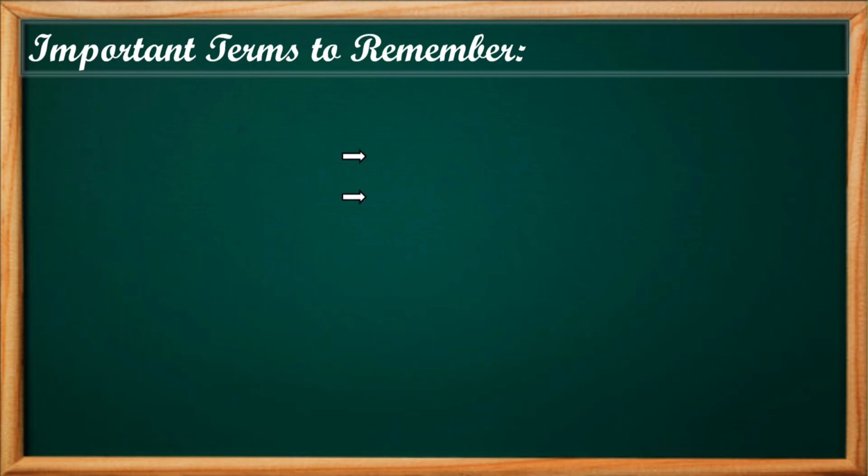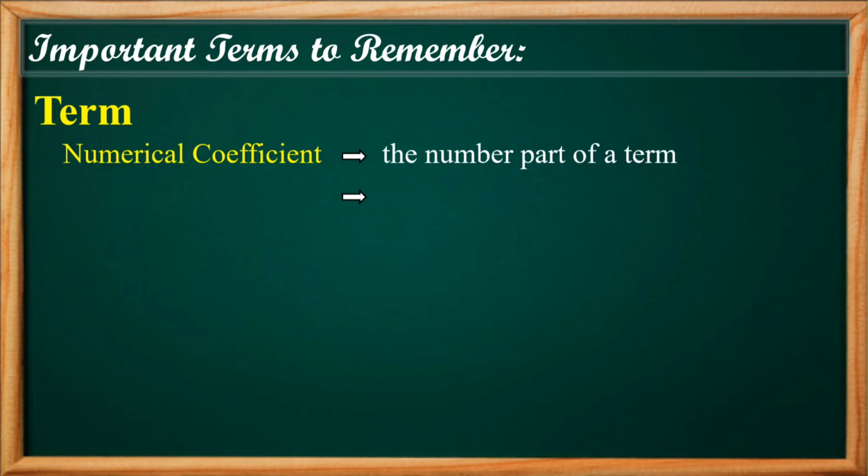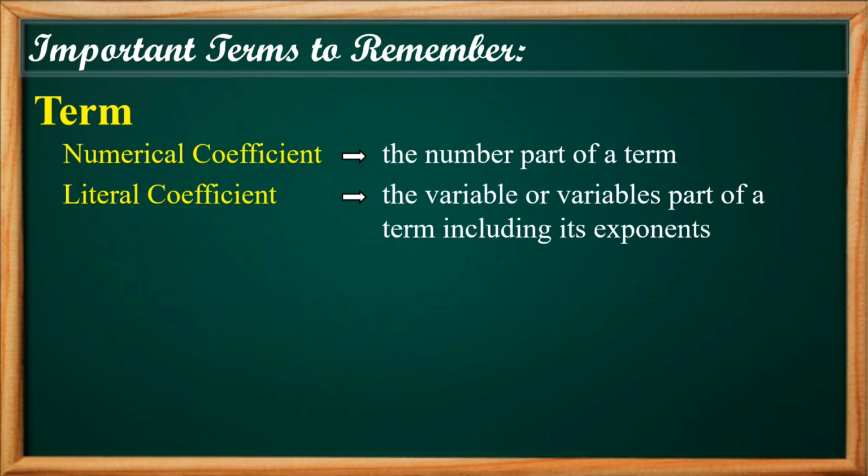Okay, next, we have what we call the term is classified into two. Okay, the numerical coefficient and the literal coefficient. Okay, numerical coefficient. Numerical coefficients are the number part of a term. Okay, number part of a term. Then, the literal coefficient, the variable or variable parts of a term including its exponent.